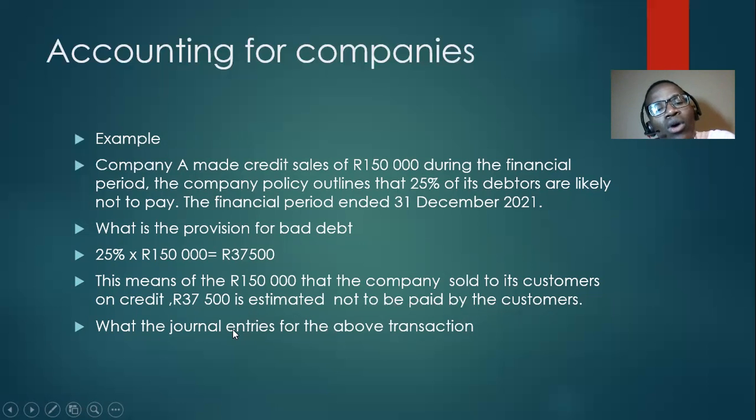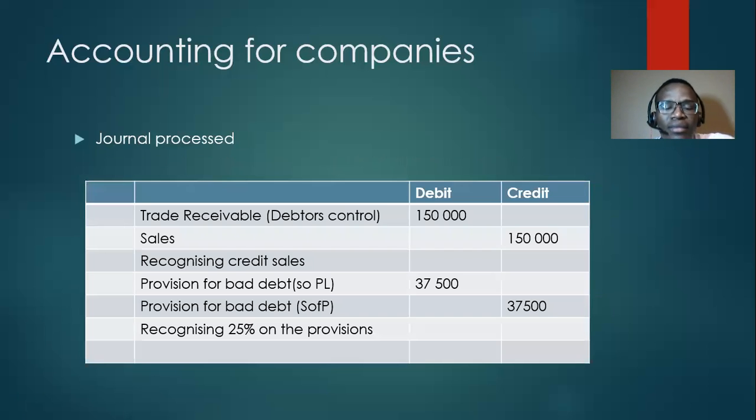Then what journal entry will the above transaction be accounted for? When the company makes that credit sale of 150, it's going to say debit trade receivable, also known as debtors control, for 150, then credit sales of 150, right? Then it makes an estimate of 25%. Then it's going to say debit provision for bad debt, which goes to your statement of profit or loss, for 37,500. Then credit provision for bad debt, that goes to your statement of financial position, of 37,500.